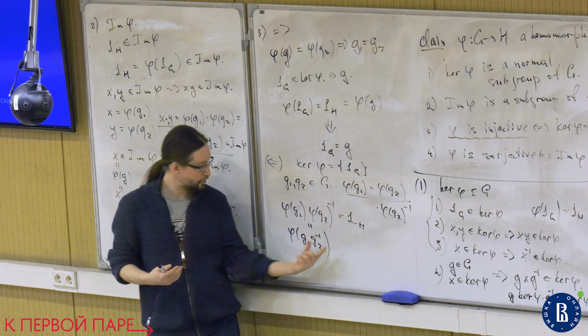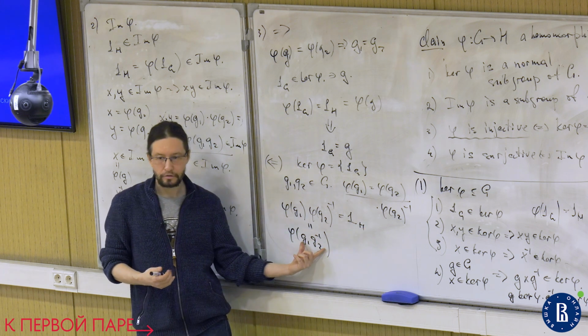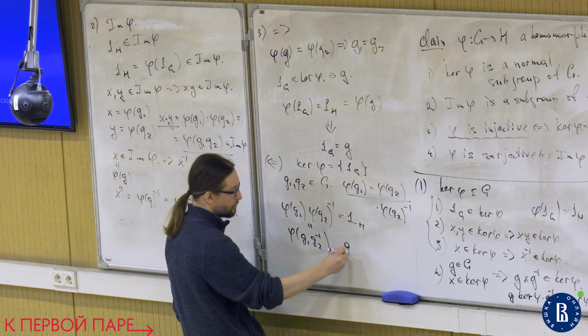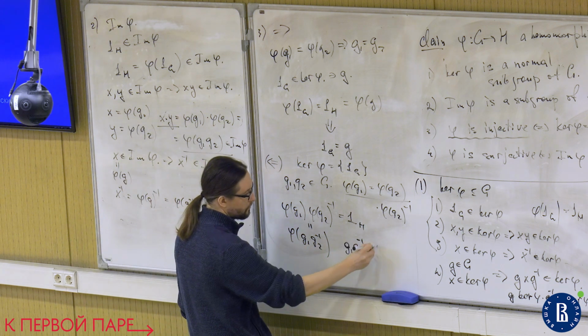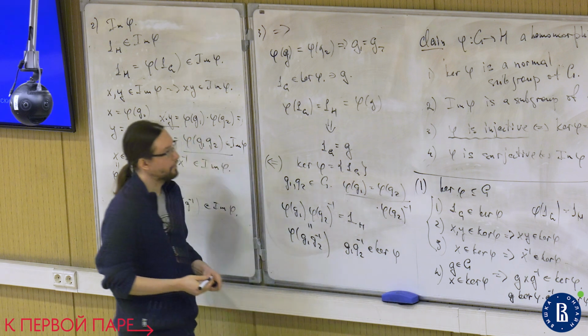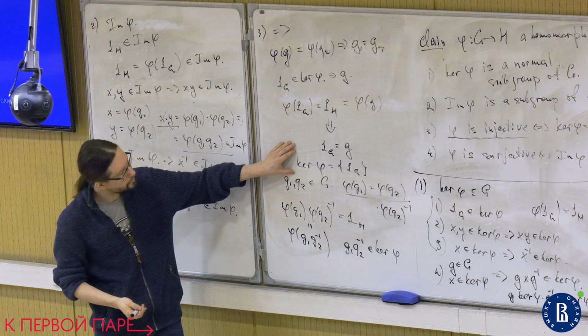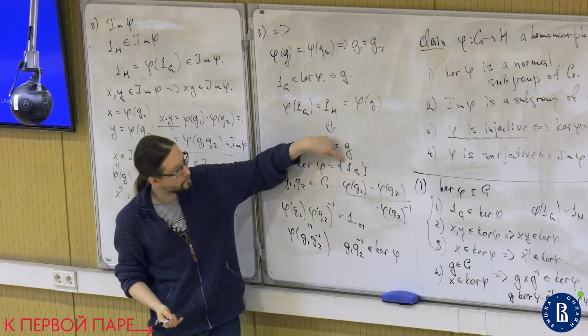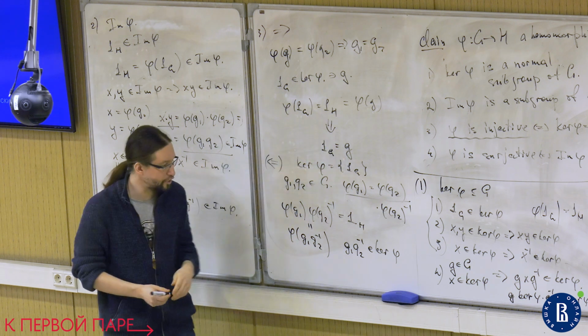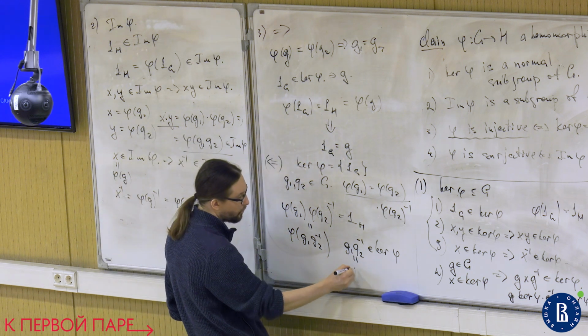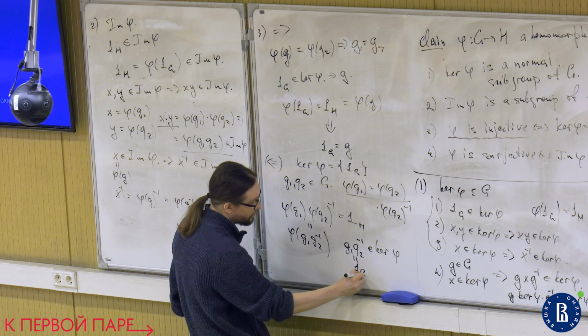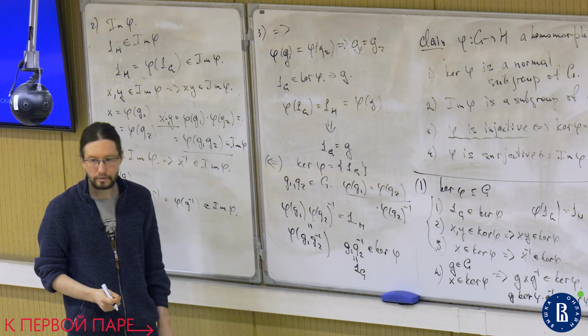Good. But now, you see, by definition, this element goes to the neutral element of H. So just by definition, this guy is in the kernel of phi. But by our assumption, the kernel of phi contains only one element, the neutral element of G, which means that there is only one option for this element. It must be the neutral element of G.